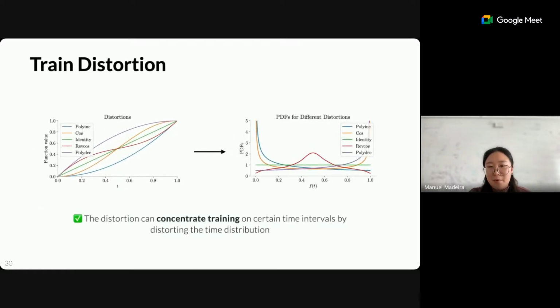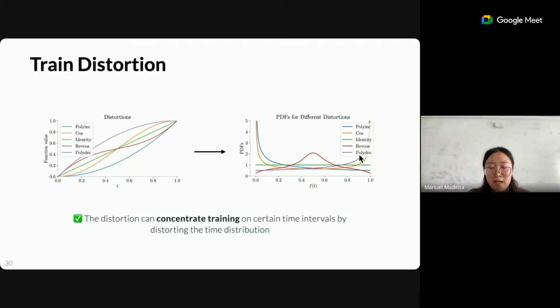After this, we can also use the same type of distortion functions during training stages. During training, we typically sample T from a uniform distribution of 0, 1, which is represented by the green curve here. So here it's like the density map of this distribution. And by adding this distortion function, what we are doing is to concentrate the training on certain time intervals by distorting the time distribution during training.